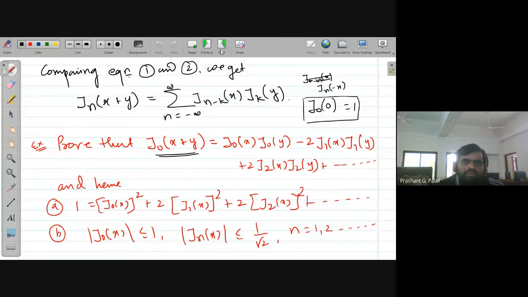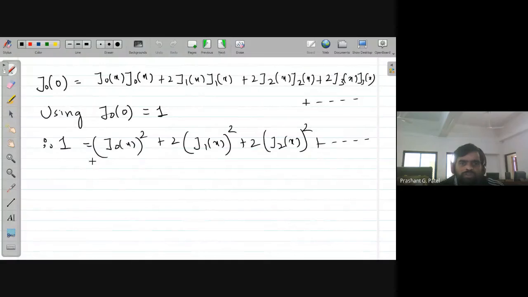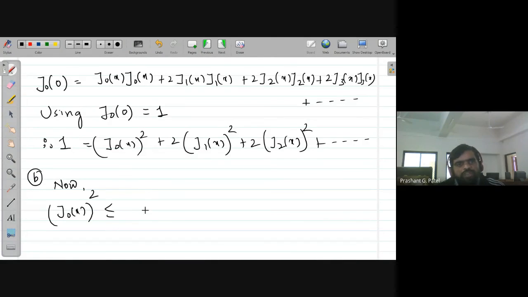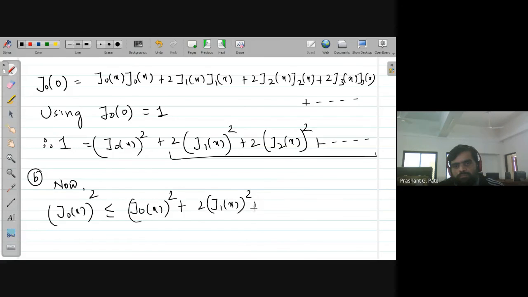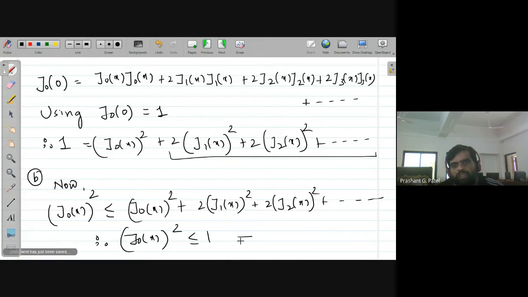Now for J0 of x, it is easy to see that it is less than or equal to 1 due to this. Because from this we can write that J0 of x square is always less than or equal to this sum. I can add all these numbers, and definitely all of them are positive because of the square, so I can add them with no problem. And this quantity is 1. So we can say that J0 of x square is less than or equal to 1. So I can write mod of J0 of x is less than or equal to 1.